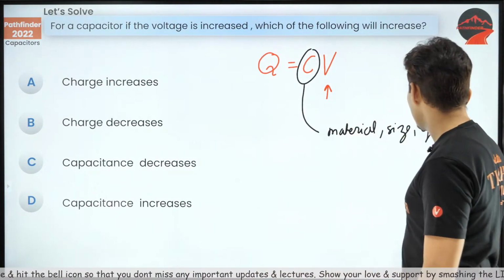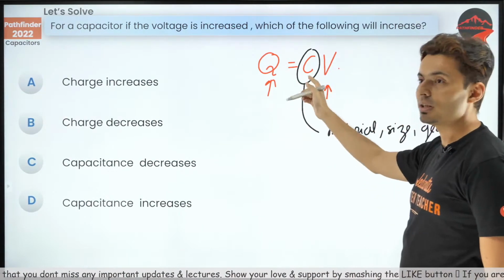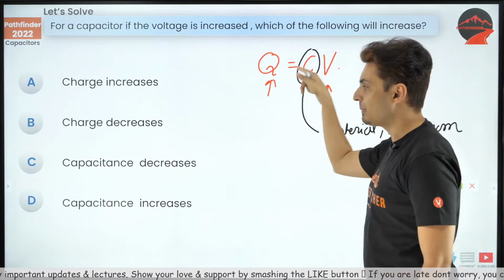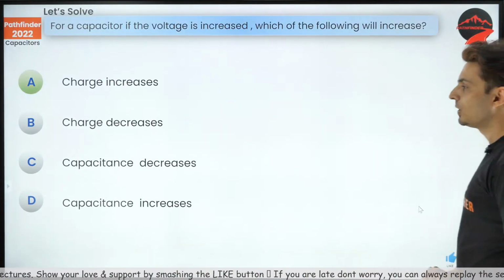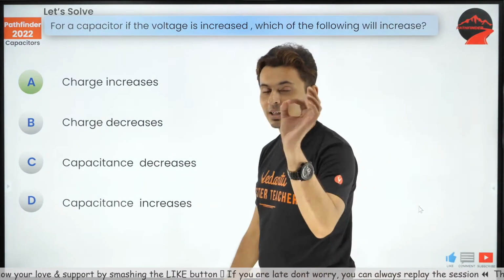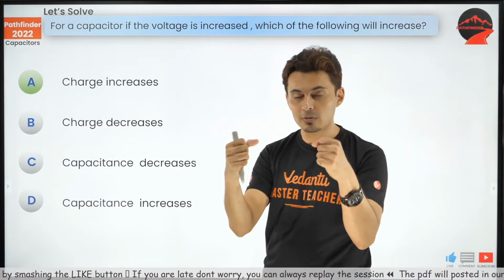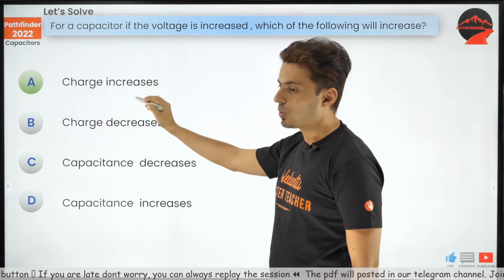It's only that the charge will increase because it is directly proportional. More voltage, more charge. Less voltage, less charge. Do not think capacitance will change. That's a completely wrong idea. A lot of people do not get it at the first go. But remember, capacitance depends on the material, the type, the geometry, the sizes of the conductors which are storing those charges. So hence the answer is only option A.